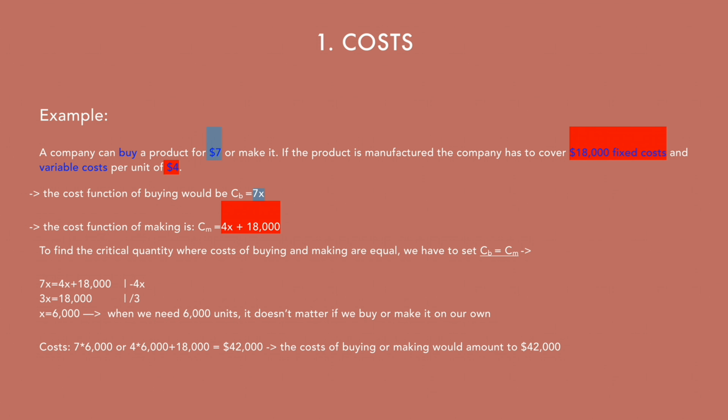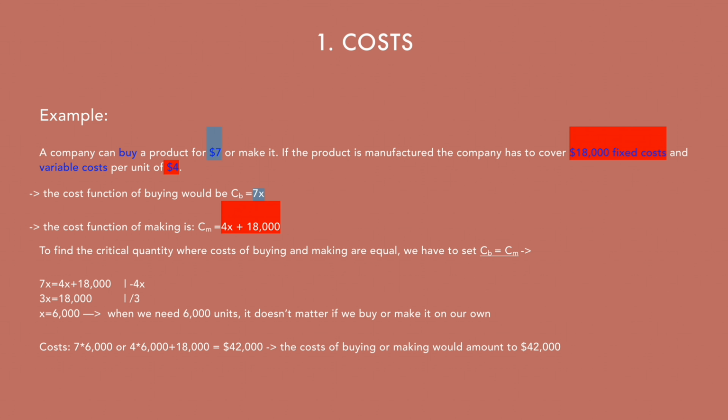And to find out what the critical quantity is, and thus where the costs of buying and making are equal, we have to set CB equal to CM. And therefore we take 7x equals 4x plus 18,000 and then we subtract 4x. Then we've got 3x equals 18,000 and we divide it by 3. And then x equals 6,000.